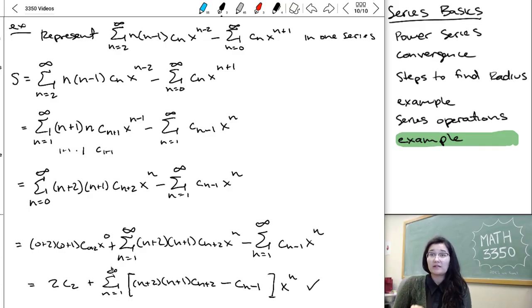I combined my two series into a single series given by this. And I have this little bit of extra leftover term that I would have to deal with. But that's something that we'll learn when we're actually solving these as differential equations. So nice work on your first section related to series. I will see you in the next video where we talk about series as solutions to differential equations.